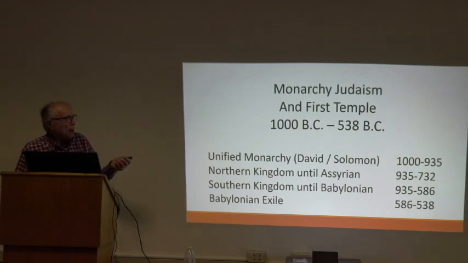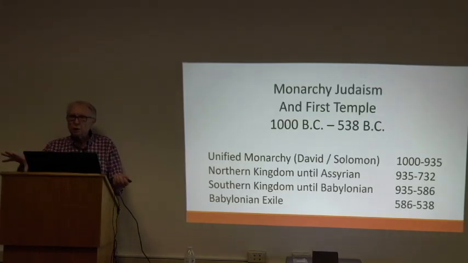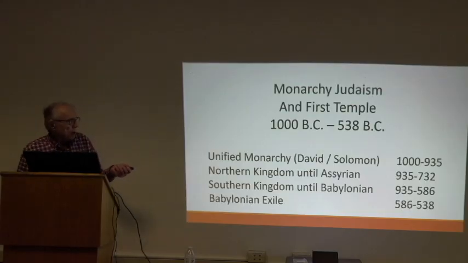So here's what happened in monarchy Judaism, and I'm going through this because I want to show you how well documented it is. Monarchy Judaism in the First Temple, 1000 to 538. You had the unified monarchy of David, Solomon, from 1000 to 935, and then it splits in half, the northern kingdom and the southern kingdom. Then the northern kingdom lasts until the Assyrians come in and wipe it off the map. The southern kingdom until the Babylonians, and then the Babylonian exile from 586 to 538.